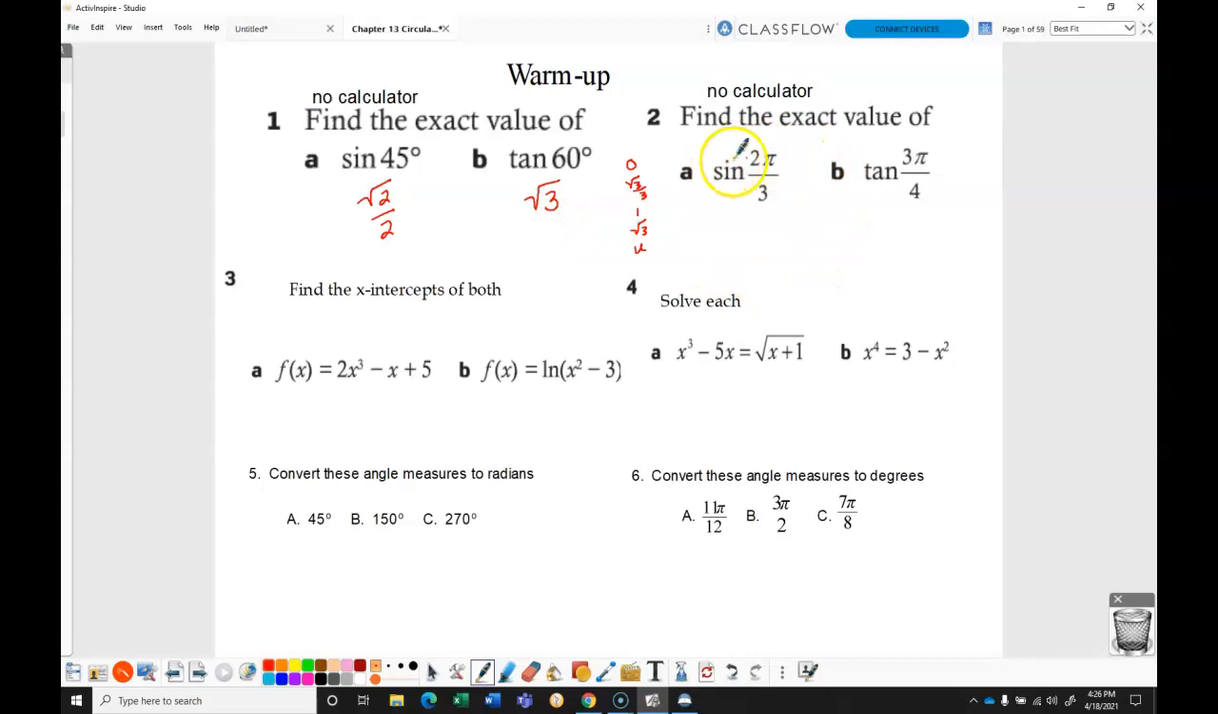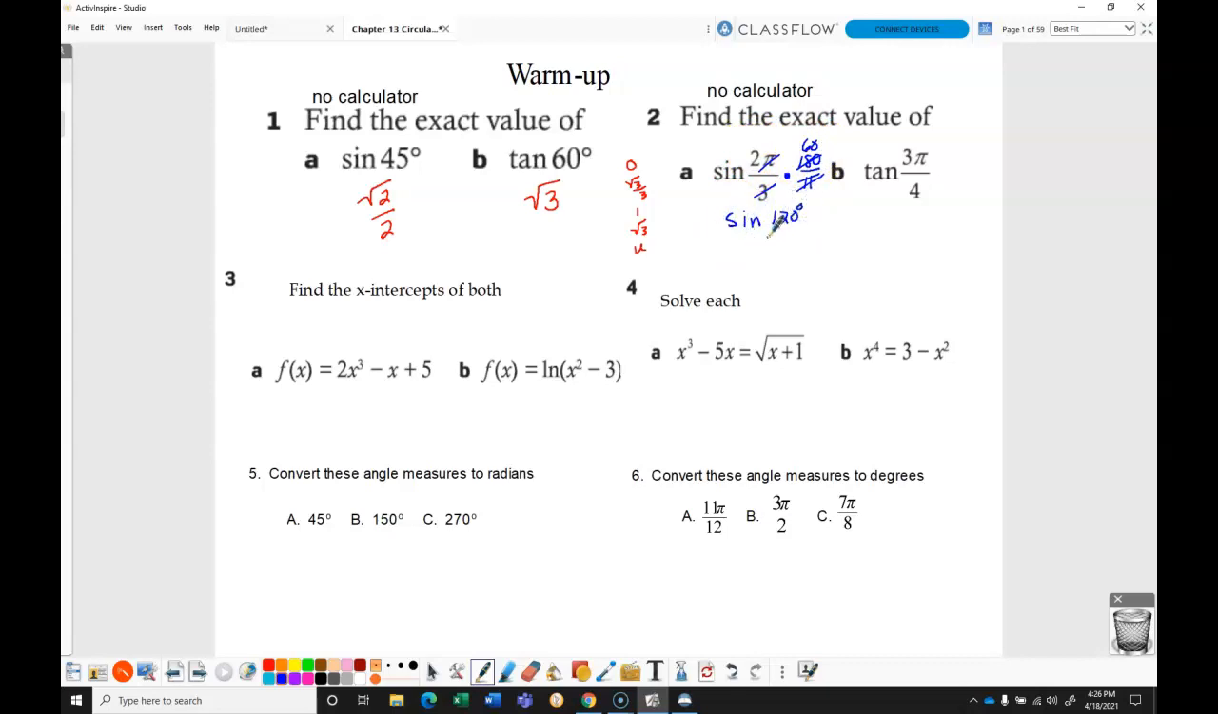Find the exact value. Now, these are also no calculator, but these are listed in radians. I don't do so great in radians. Usually what happens is I convert them to degrees before, and then I work in degrees in my head. So I'm going to convert these to degrees just so I know what I'm doing here. So that's going to be multiplied by 180 over pi. Pi's will cancel. 3 goes into 180 60 times. So I'm looking at the sine of 120 degrees.